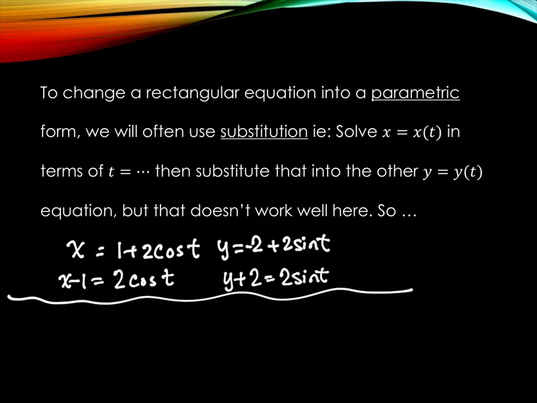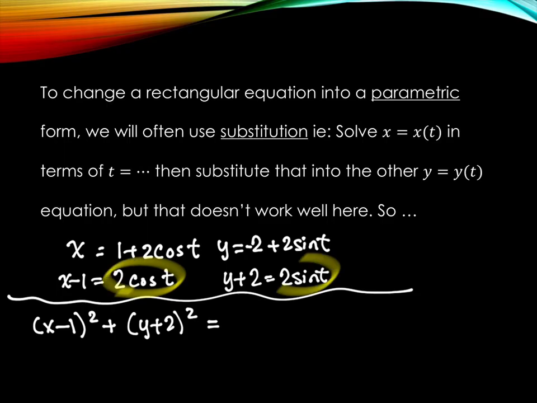So what we're going to do is take the x minus 1 component and square it. And we're going to add it to the y plus 2 component and square it. And then the pieces that are equal to that, namely here and here, are going to go on the other side squared. So I'm going to have 2 cosine of t squared plus 2 sine of t squared.